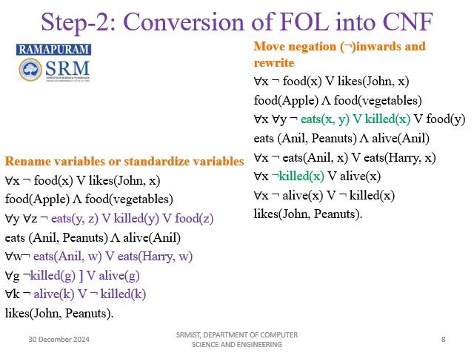The next point is that after converting this, you have to rename the variables. This is the important step. The third part: we have to rename the variables, that is, use standardized variables. See here, this is the negation with eats of x comma y, and it implies killed by x. Here with x and y, the same x is repeated here and the same y is repeated here.